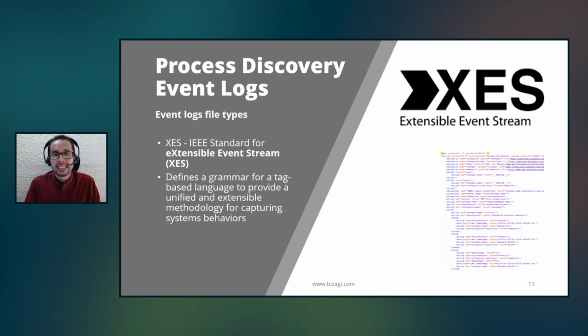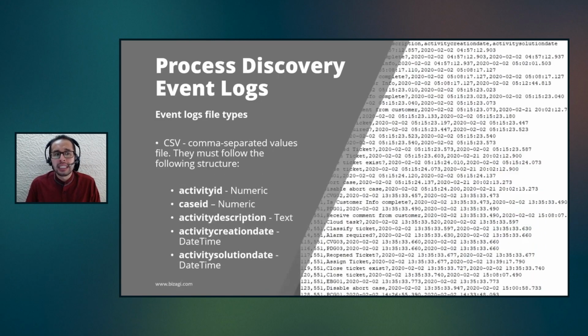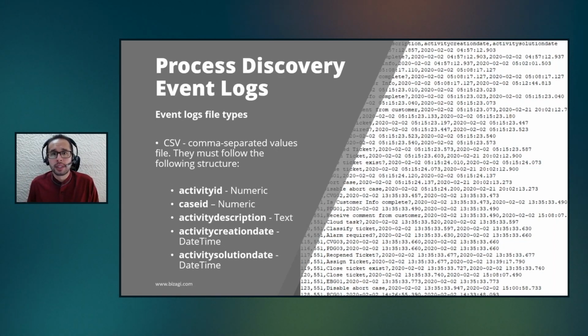The first one is this standard that is XES, Extensible Event Stream, right? And the second one are the files that are CSV, right? The comma separated values are the ones that we support. We need to follow some structure, we need to follow some definition. These two, CSV and the XES files, already have some definition as some standard.